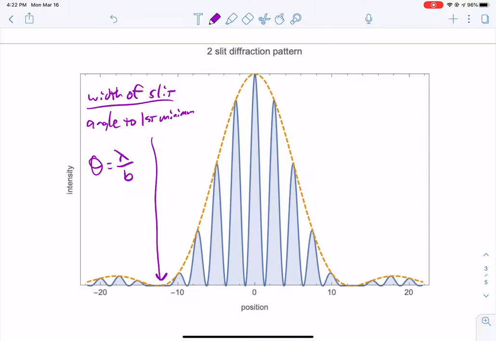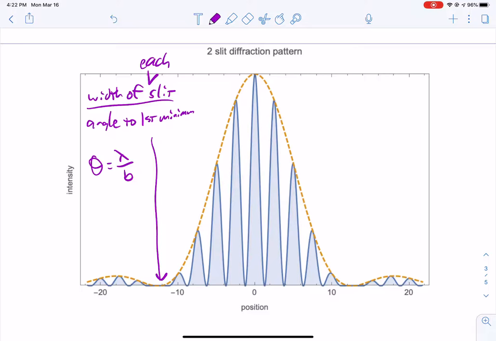That will help me find the width of both slits in double slit diffraction. You will not need to worry about a situation where you have one large slit and one small slit together in double slit. There are always going to be two identical slits in double slit. So you can find the width of each slit using the angle to the first minimum.